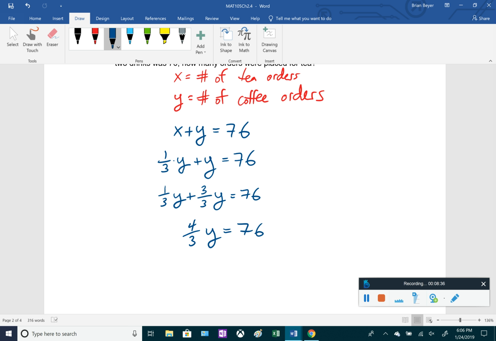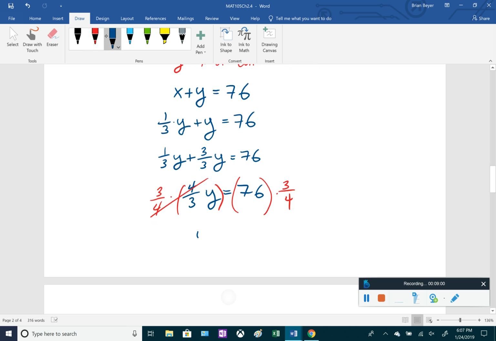So we could divide both sides by 4/3. That's not the cleanest way to do it. The best way to do this is multiply both sides by the reciprocal. So remember that word reciprocal. That means we're multiplying by 3/4 on both sides. So that cancels it over here, and we are left with y equals 76 times 3/4. That is going to equal 57.